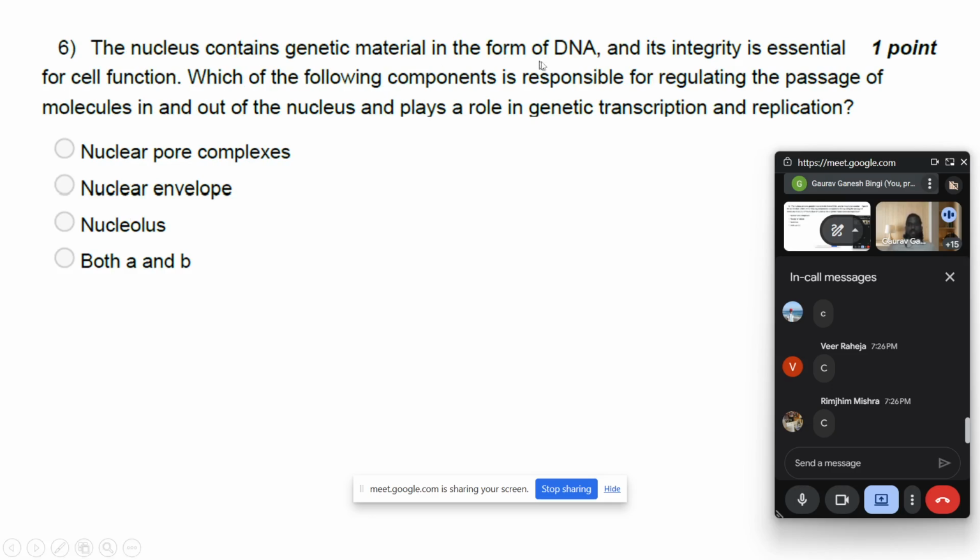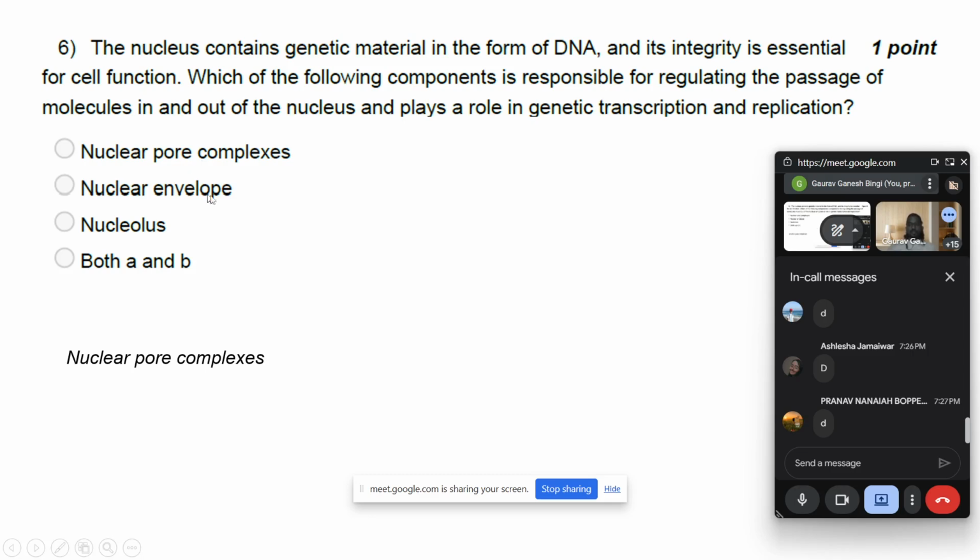The nucleus contains genetic material in the form of DNA, and its integrity is essential for cell function. Which of the following components is responsible for regulating the passage of molecules in and out of the nucleus? How does signaling happen between the nucleus and cytoplasm? That plays a role in genetic transcription and replication: replication of DNA itself and transcription of DNA to RNA. So the communication between the nucleus and cytoplasm is happening with the help of, you all say A and B, both. Nuclear pore complexes, nuclear envelope, nucleolus. Most of you are saying D, but the answer is nuclear pore complex.